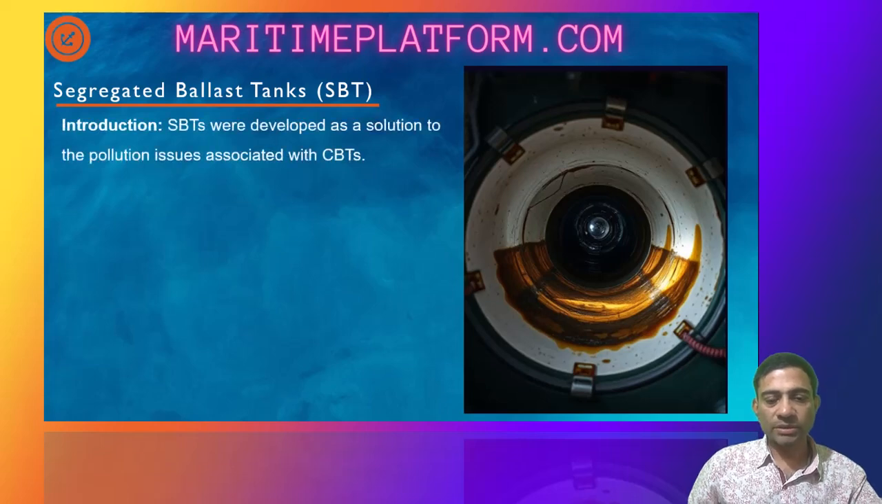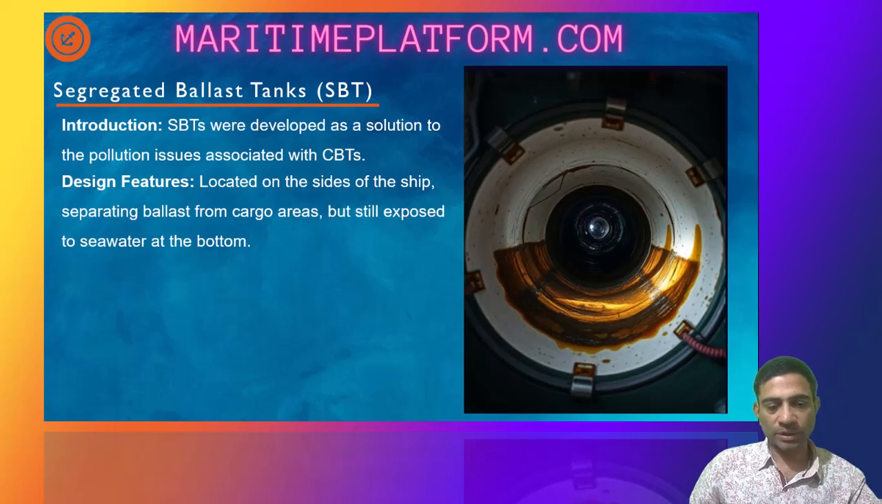Segregated ballast tanks were developed as a solution to pollution issues associated with the clean ballast tanks. In clean ballast tanks, we were loading the ballast in the same cargo tanks, so where we were discharging ballast, there were traces of oil from the previous cargo. Located on the side of the ship, separating ballast from cargo areas, but still exposed to seawater at the bottom. Here the design was, you had segregated ballast water tanks on the sides of the ship, and the bottom was still open to sea. On the sides we had ballast tanks, and in the center we had cargo tanks.